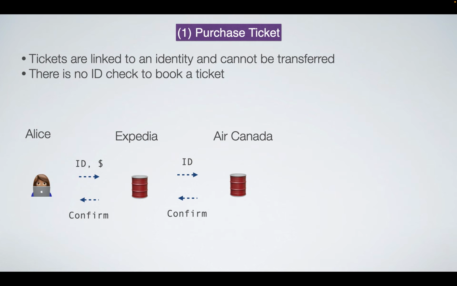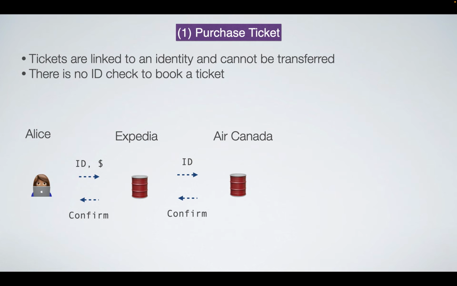With flights, you book it under a name. Your ID is tied to that ticket. It's only redeemable by you. You can't give it to someone else, okay? And do you have to show identity to book a ticket? Okay, you might have to assert what your identity is.